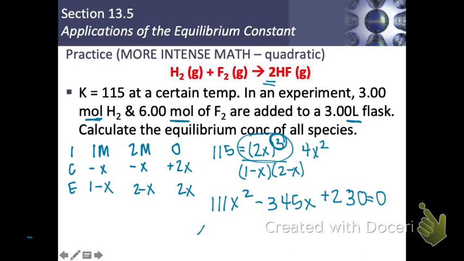So yeah, we're right. Our x came out to be 0.968. And really, it gave me two options. 2.14 was my other option. It couldn't have been 2.14 because if I take 1 minus 2.14, it would have given me a negative equilibrium concentration, and we can't have that. So x is 0.968, which means all my concentrations are 0.032, 1.032, and 1.936.